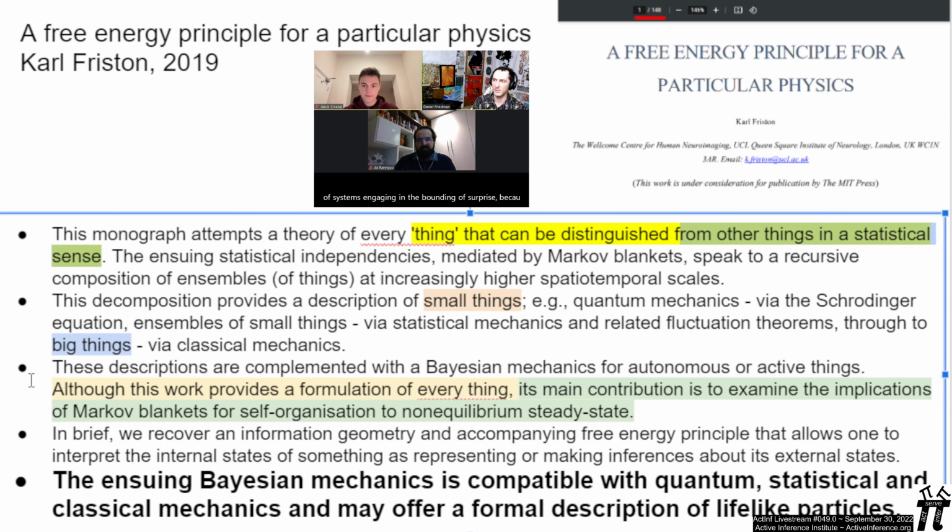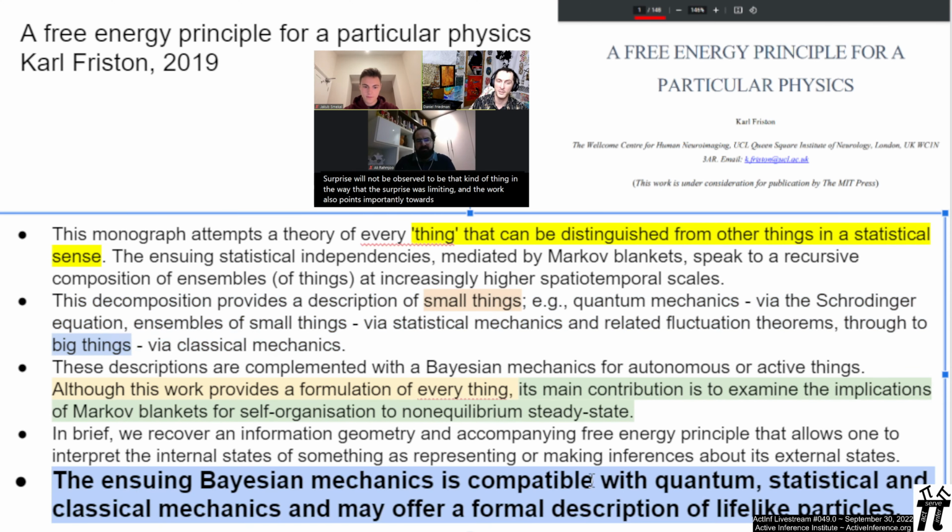Because systems that don't bound surprise will not be observed to be that kind of thing in the way that the surprise was limiting. And the work also points importantly towards compatibility among quantum, statistical, and classical mechanics. Those are the three non-Bayesian mechanics that we're going to be going into. Bayesian mechanics is going to generalize and encompass and integrate across all of these. And it may offer a formal description of lifelike particles.